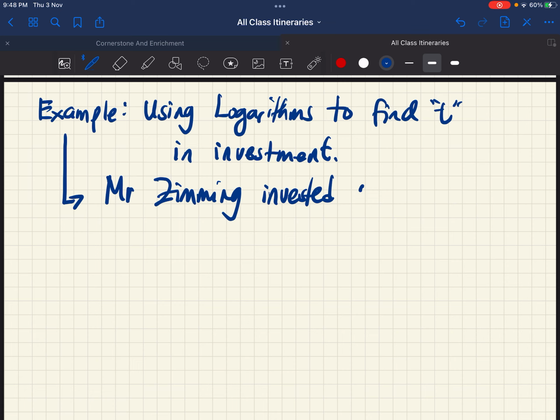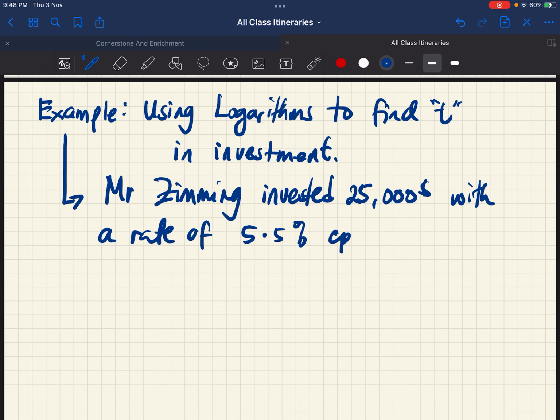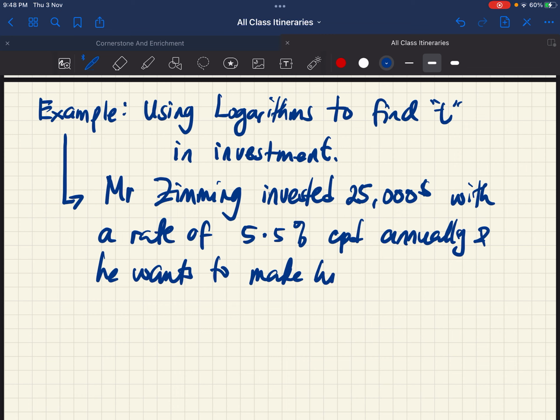let's say, $25,000 with a rate of 5.5% compounded annually, okay, with a rate of 5%, and he wants to make his money, which is his investment, to be, let's say, 50,000, yeah, 50,000.